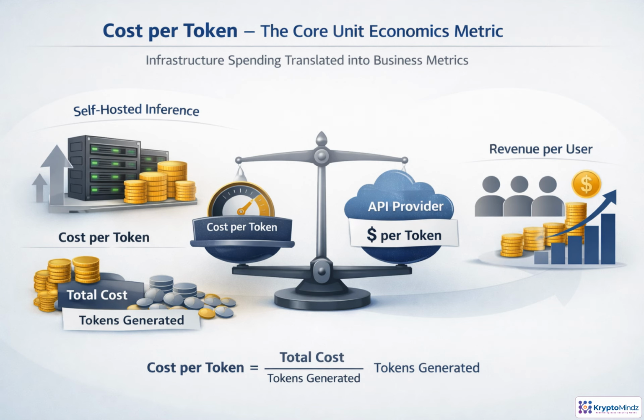Cost per token is how self-hosting becomes comparable to an API bill. Start with total hourly infrastructure cost, then divide by how many tokens the system actually produces in that hour. Multiply by 1 million to get a business-friendly number. The hard part is the denominator. Tokens per hour changes with batching, utilization, request mix, context length, and whether work is prefill heavy or decode heavy. And do not count only GPUs. Include CPU, memory, networking, storage, monitoring, orchestration, and engineering operations. Once you have this number, compare it to provider pricing and to revenue per user.